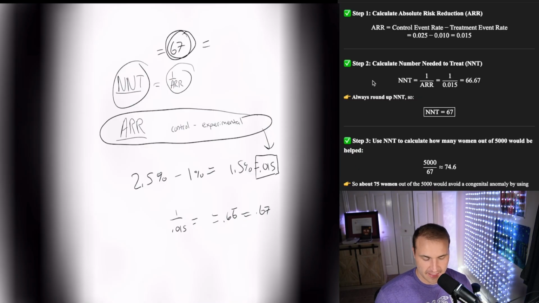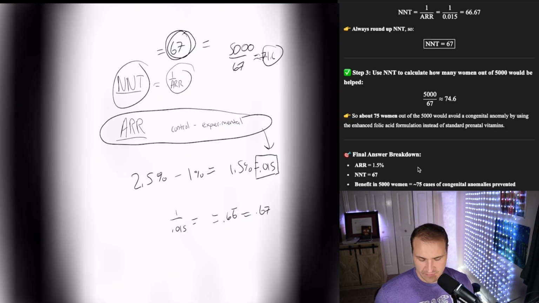So 67 would actually be our answer here. And if we wanted to see out of the 5,000, how many of the 5,000 would be helped, you just divide that by 67, and that would be about 74 of those women would have been helped. So the benefit of 5,000 women would be about 74, 75 cases of congenital anomalies prevented.